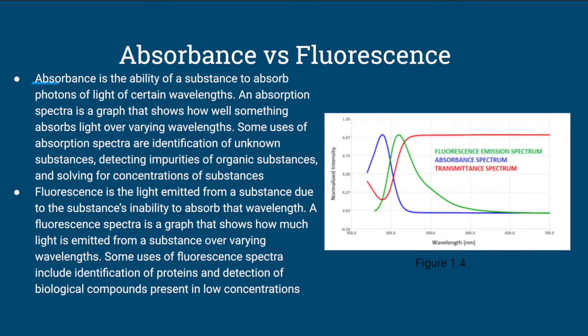An absorbance spectra, then, is a graph that shows how well the substance can absorb light over varying wavelengths. Some uses of absorption spectra are identification of unknown substances, detecting impurities of organic substances, and solving for concentration of substances. Fluorescence, on the other hand, is the light emitted from a substance due to the substance's inability to absorb that wavelength. A fluorescence spectra, then, is a graph that shows how much light or photons of light is emitted from a substance over varying wavelengths. Some uses of fluorescence spectra include identification of proteins and detection of biological compounds present in low concentration.